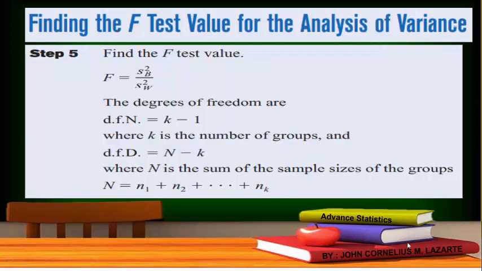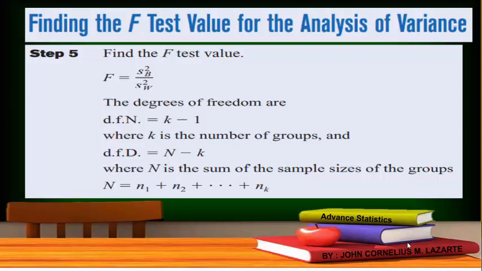Finally, we have step 5. Step 5 is to find the F-test value using the formula F is equal to the between-group variance, denoted by s squared sub b, divided by the within-group variance, denoted by s squared sub w.